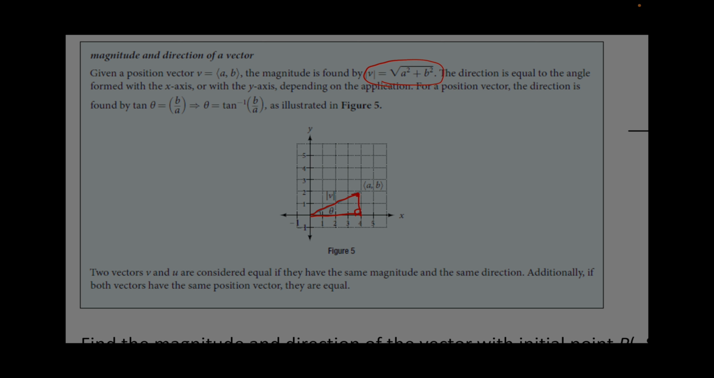Okay, the direction is a little bit different. The direction is found by, most often you're going to use tangent. So the tangent of that angle theta is equal to the opposite leg, in this case the b value, over the adjacent leg, in this case the a value. And then to find theta, we would do the inverse of tangent, so theta is inverse tangent of that ratio. At that point you may need to use a calculator unless it's one of the special angles that we already know about on the unit circle.